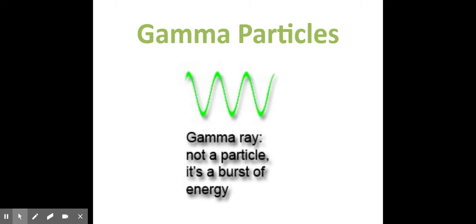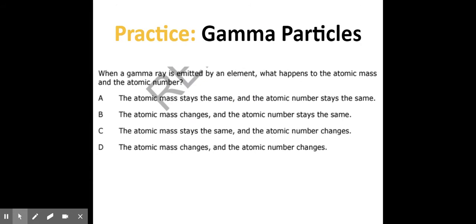So gamma rays are not a particle like our electron or a beta particle and our alpha particle. It is a burst of pure energy, and that's it. So when a gamma ray is emitted by an element, what happens to the atomic mass number? Or the atomic number, I'm sorry, guys. Recalling that gamma ray's signature is 0 for the mass number and 0 for the atomic number. Right. You should have gotten A, which is that the atomic mass stays the same and the atomic number stays the same.